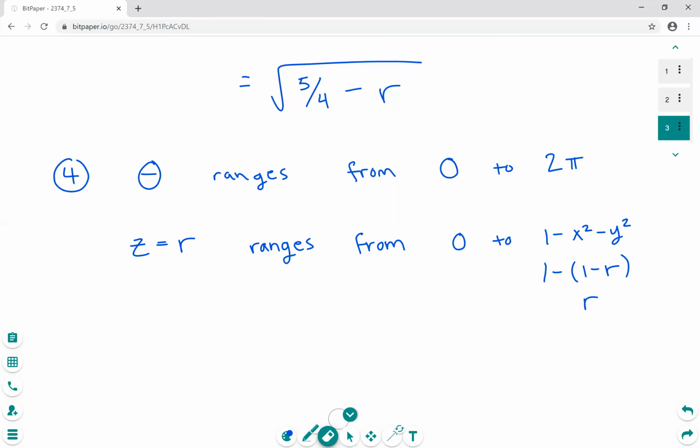So what we get from this is really the bounds. The bounds for z are just constant. So the z values we're actually looking at are from 0 to 1. Okay.